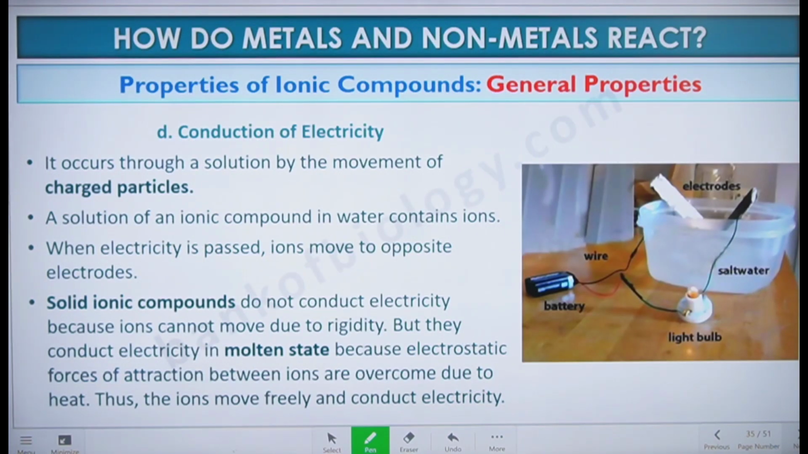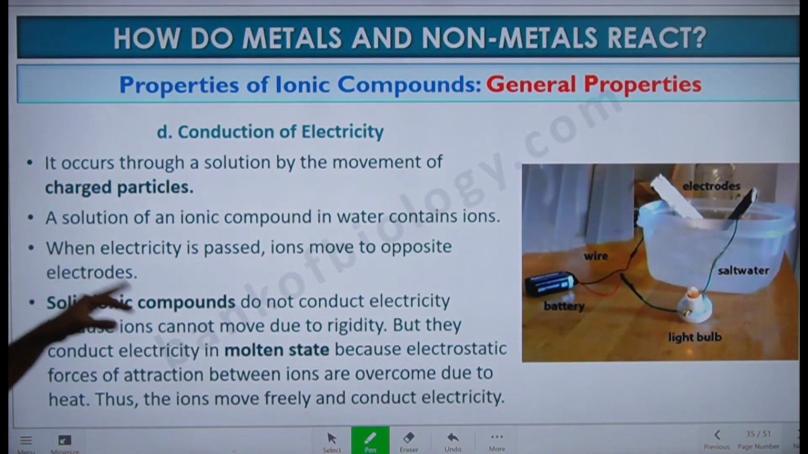Next, we have the conduction of electricity. It occurs through a solution by the movement of charged particles. A solution of an ionic compound in water contains ions. When electricity is passed, the ions move to opposite electrodes.